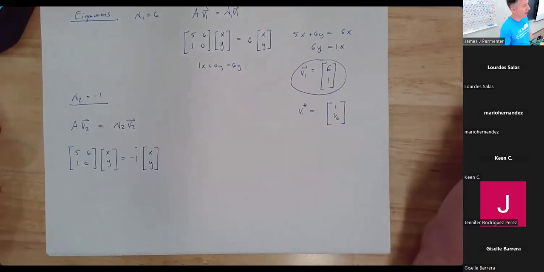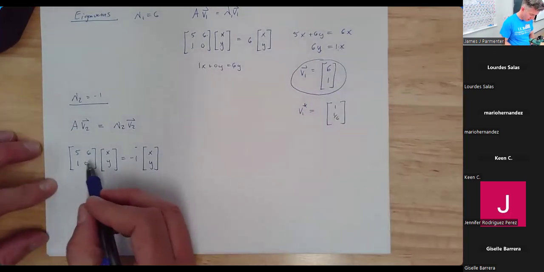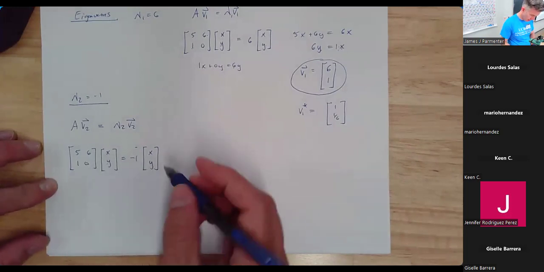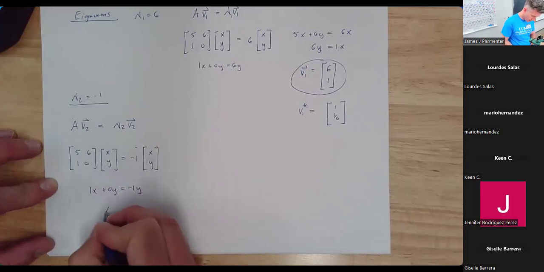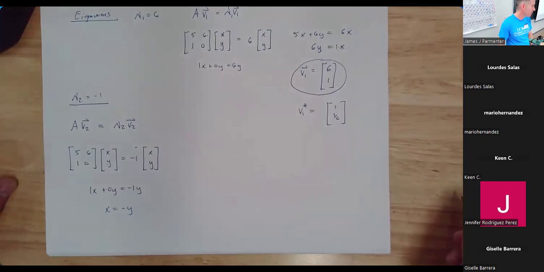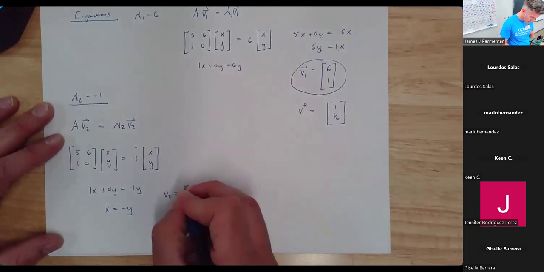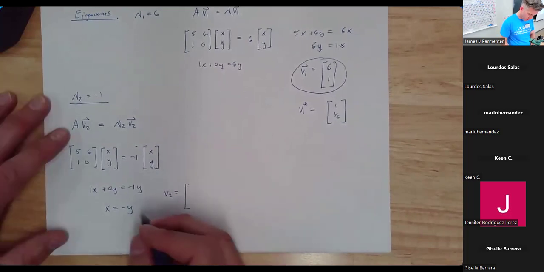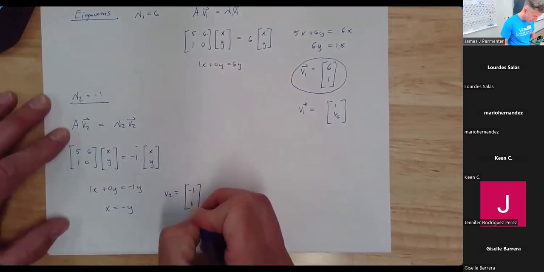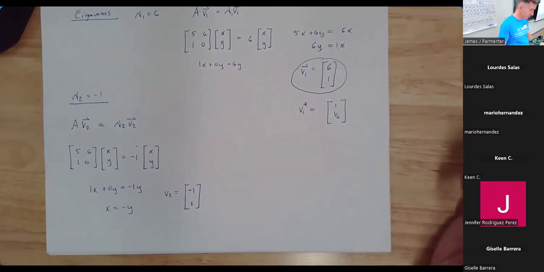I would point out for this one, although I generally tend to opt to use the first equation, the second equation is much easier here. If you use the second equation, you get 1 times x plus 0 times y equals negative 1 times y, or x equals negative y. So in this case, that's probably the easier. Not that you couldn't do the first way. Your second eigenvector is either 1, negative 1, or negative 1, 1, whichever way you like. If I pick y equal to 1, x has to be negative 1. But it doesn't matter. Pick whatever you pick and then just stick with it.